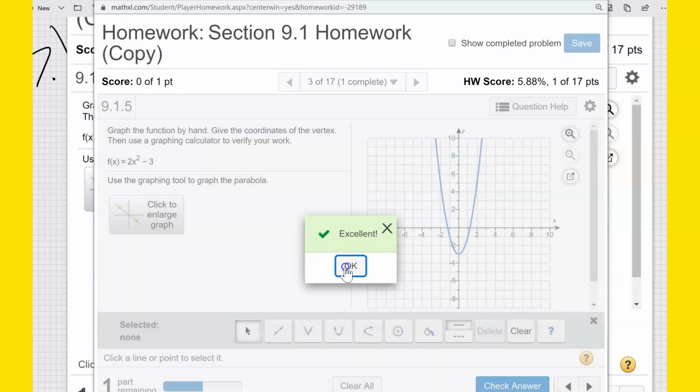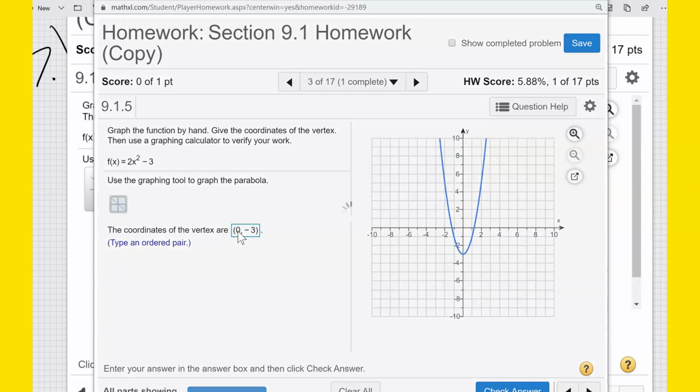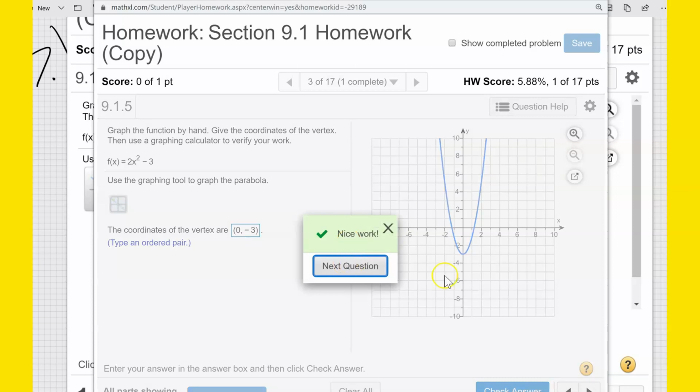Check my answer. That's it. Put my vertex here now, 0, 3. Sorry, 0, negative 3. And that is my vertex, and on to the next one.